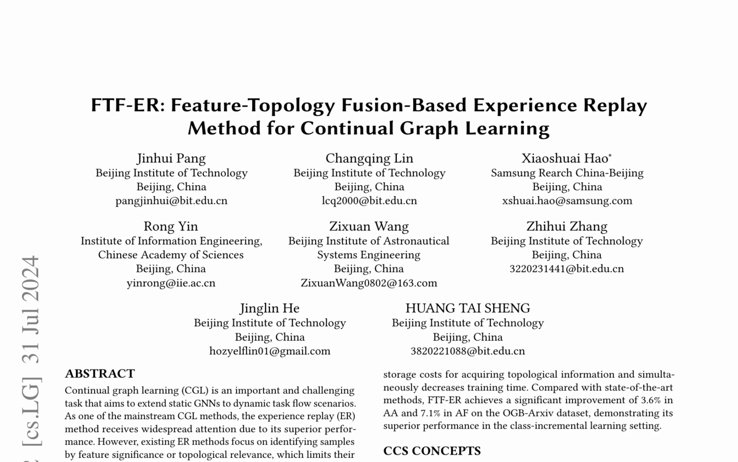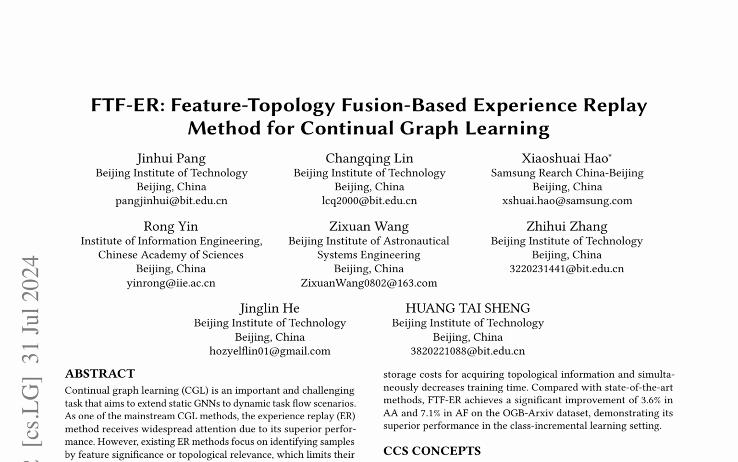Continual graph learning, CGL, is a challenging task that aims to extend static graph neural networks, GNNs, to dynamic taskflow scenarios. Existing experience replay methods, inspired by the complementary learning systems theory, have achieved state-of-the-art performance in CGL. However, these methods focus on identifying samples by feature significance or topological relevance, limiting their utilization of comprehensive graph data.